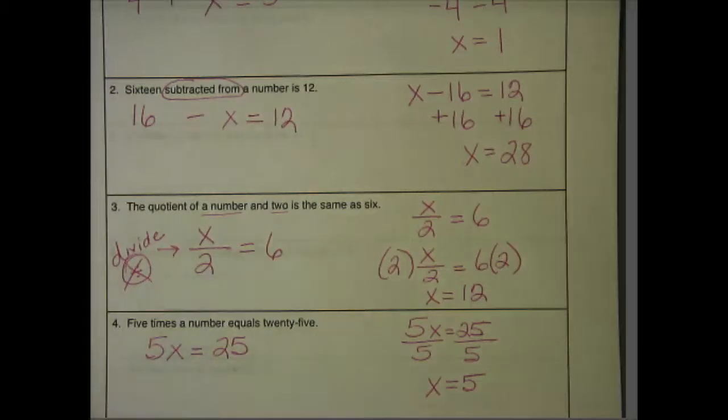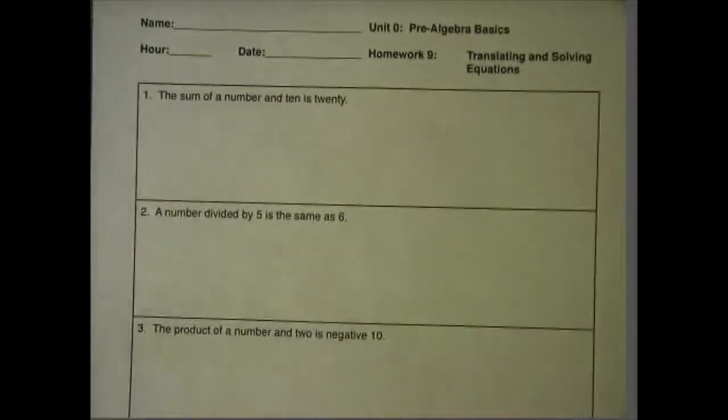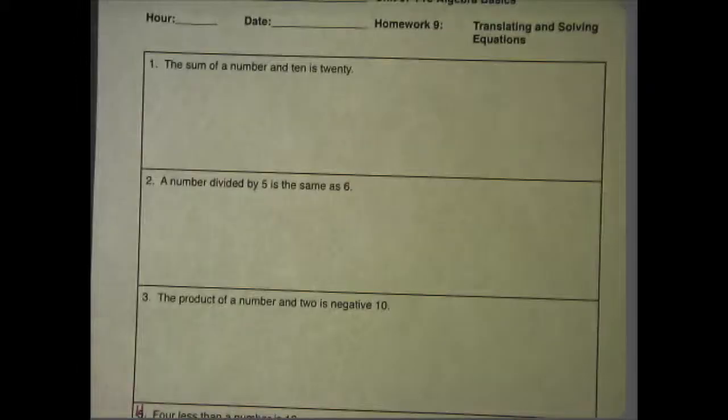Once you're finished and you understand how to do it, go ahead and get started on homework number 9, translating and solving equations. There's only actually 4 problems. It says 1, 2, 3, 5, but it's actually 4. So we're going to have 4 problems, and you need to translate them and then solve them, just like we did in the video notes.